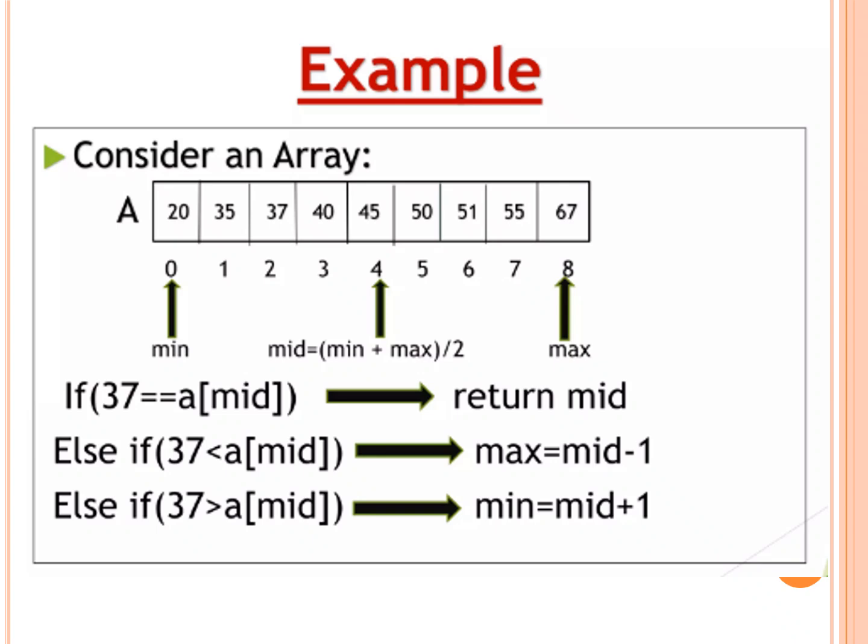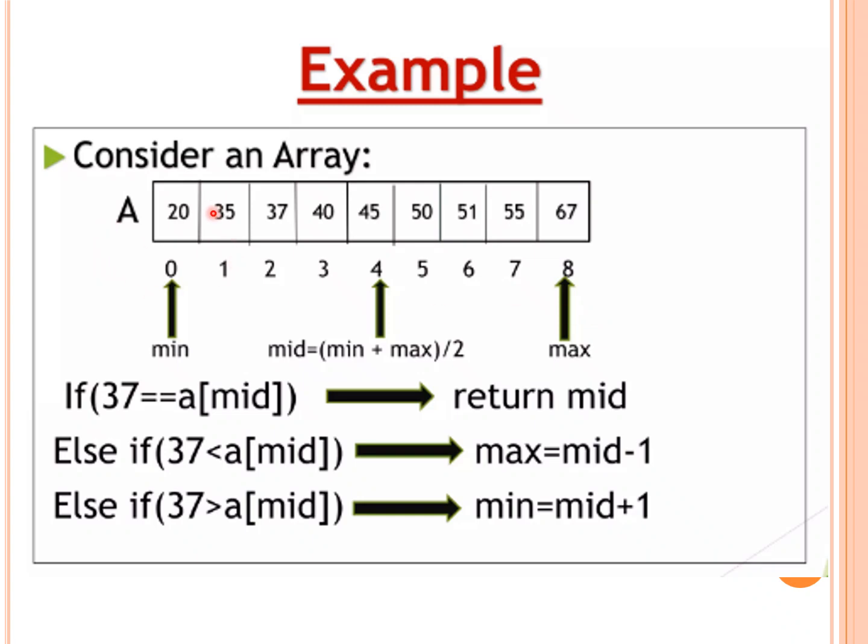According to my binary search algorithm, they have specified: if 37 is equal to A of mid. What is the size of this array? It is of size 9, so indices 0 to 8 they have specified. I have to find the mid value. From the array, this is my minimum value and this is my maximum value. My min value is 0 and the maximum value is 8.